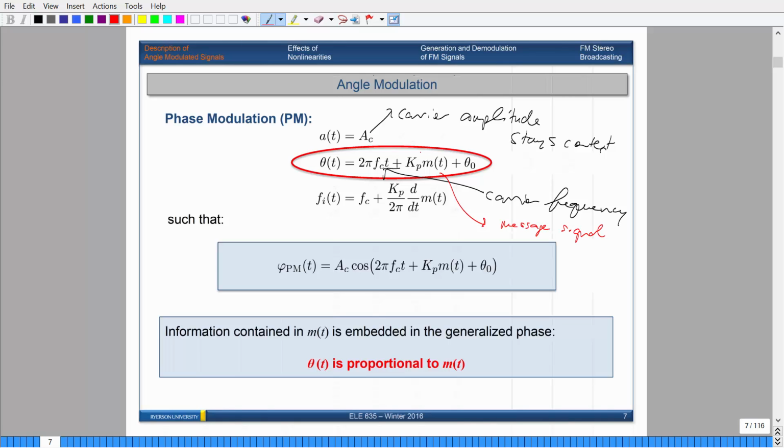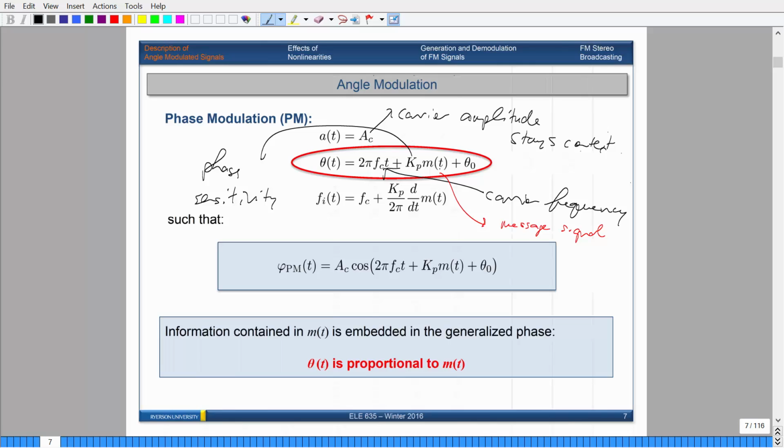This constant k sub p is what is known as the phase sensitivity. What this sensitivity does is that it controls how much the phase varies over time. So the larger this constant is, very small changes in your message signal will affect the phase very largely. And smaller values of this will mean that very small changes of the message will not actually affect it. So this number will make the phase be very large over time or very small, depending on the contents of your message. Okay, so this is what is known as the phase sensitivity.